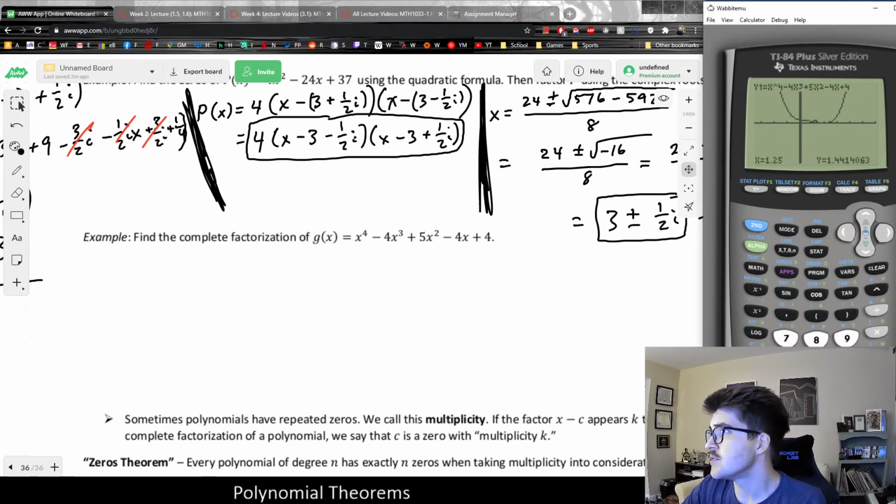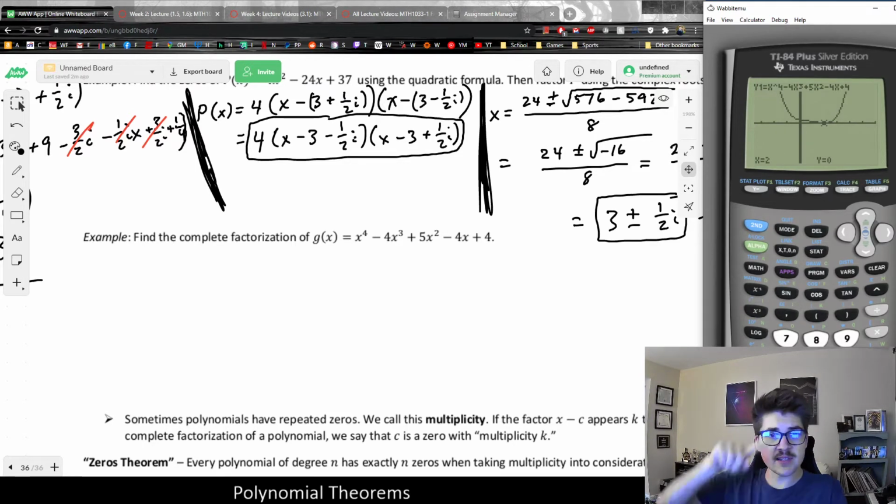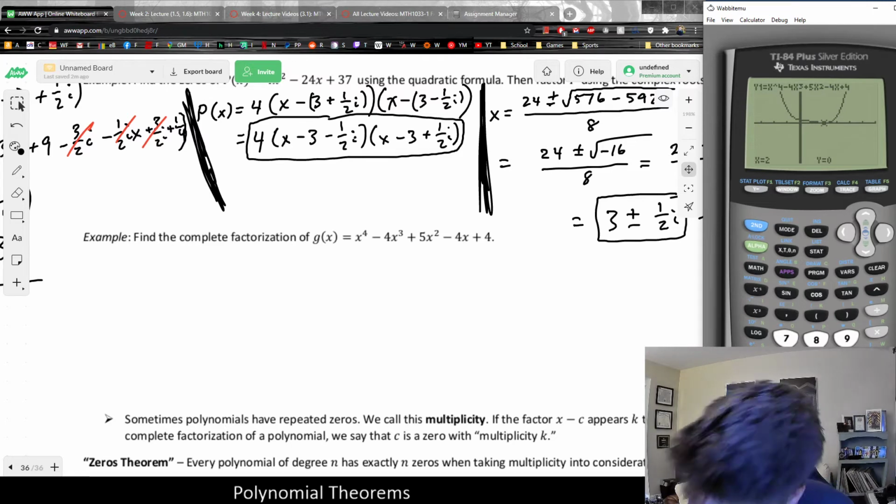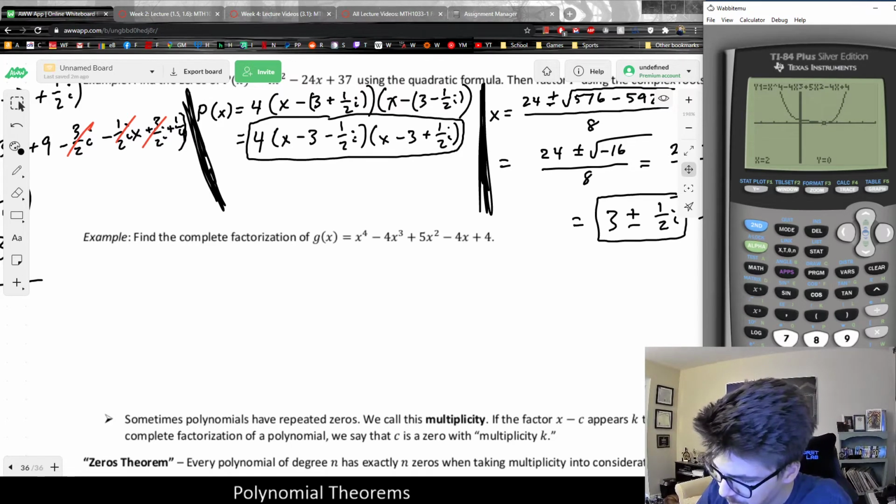I can always trace to 2 and see if that works. It does look like 2 is a 0 of the polynomial. And notice since the polynomial doesn't pass through and actually turns around, that is most likely indicating that it has a multiplicity of 2 at that location. So let's go ahead and try that.